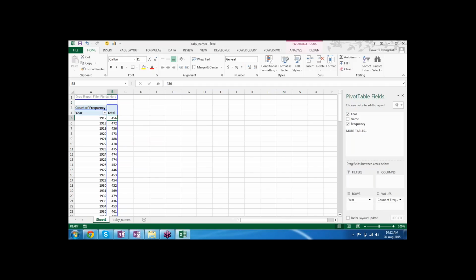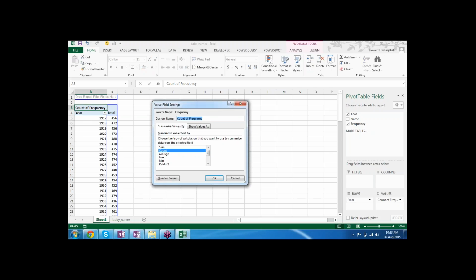Now the problem here is that frequency here is as a count. Count of frequency means that in our case, in 1917, 456 names were used by parents. That is what it means. But it does not give the exact number of the population. So for getting that population, we do not want the count. We have to double click and say here. Just double click on that count part.